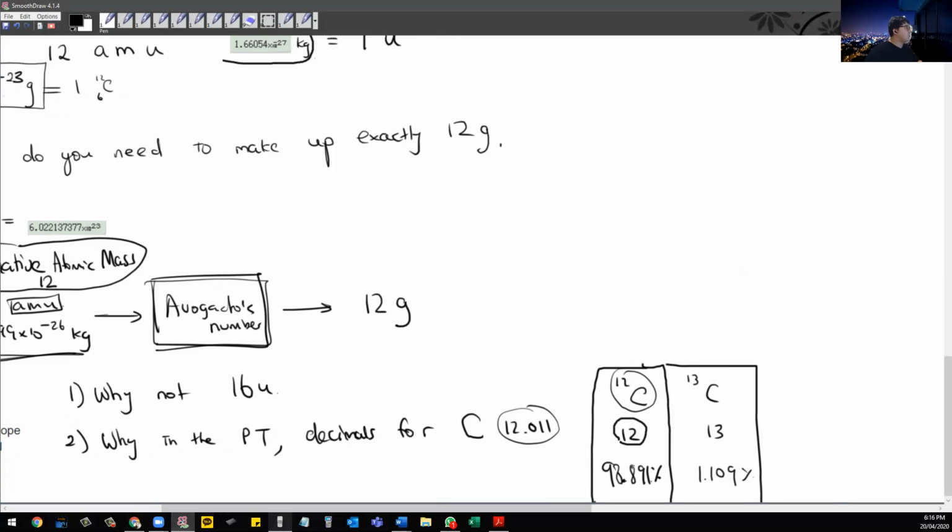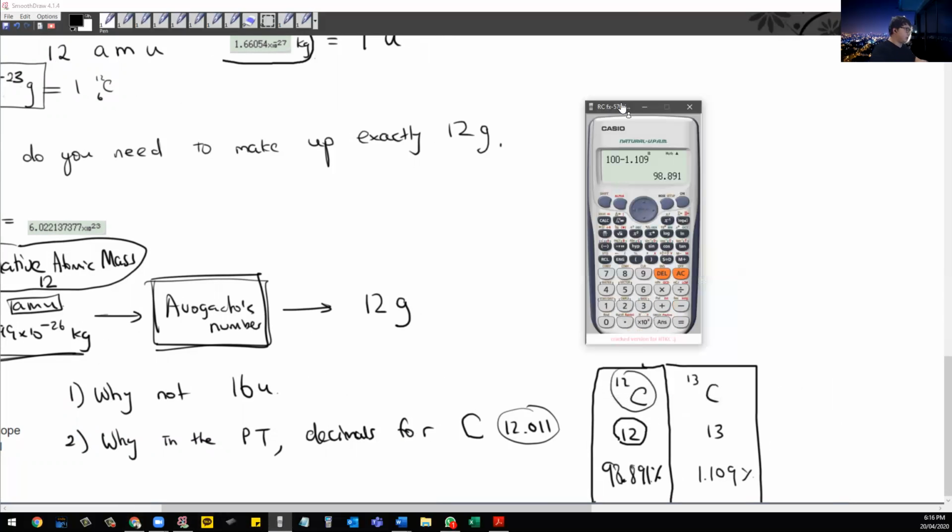So if you simply take the weighted average of them, you go, all right, 12 times 0.98891, that's 98.891%, and 13 times 0.011109, and then divided by, oh yeah, you can just do that. See how you get 12.011? So that's how you get that number on the periodic table.